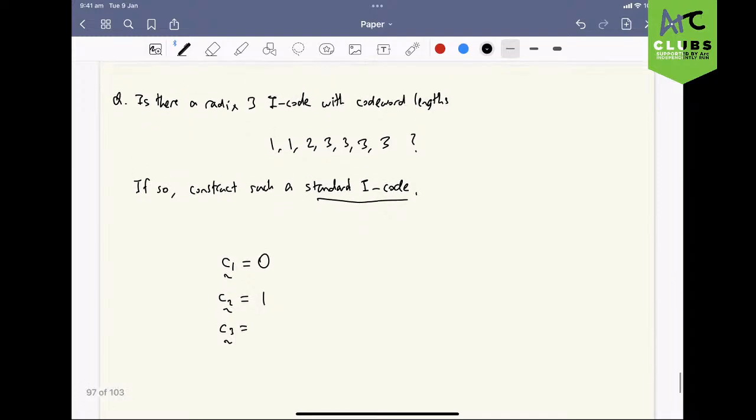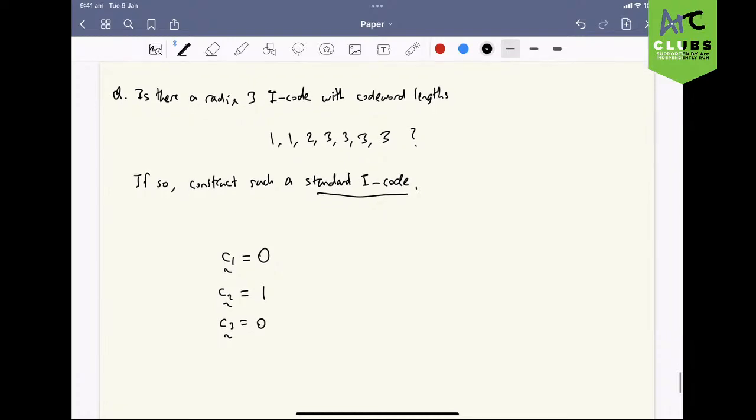But the thing is, we can't start it with a 0 or a 1 because that would break the instantaneous property. Because as soon as we do that, C1 or C2 is going to be a prefix of C3, and we don't want that. So we need to start this off with a 2. And to fill in the last digit, we don't really have any restrictions, so we just put in the smallest possible digit, so 0.